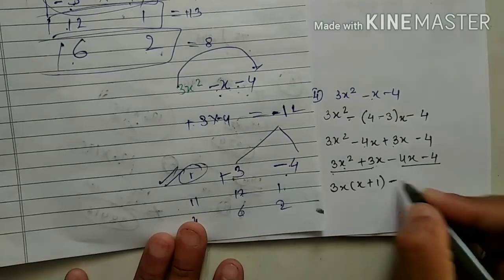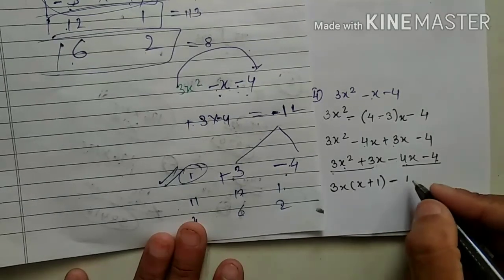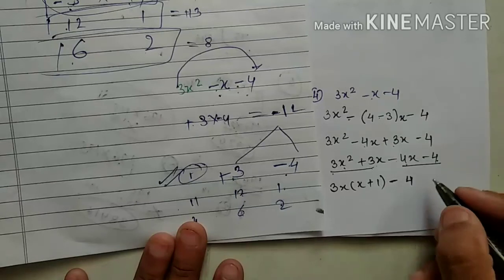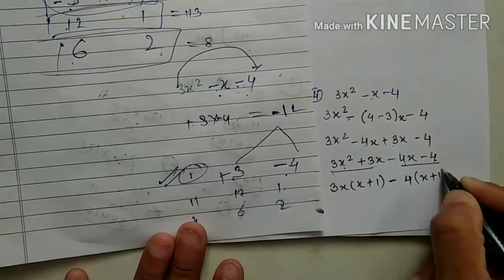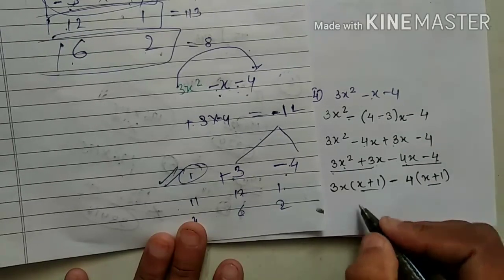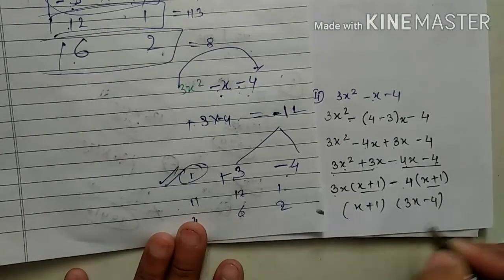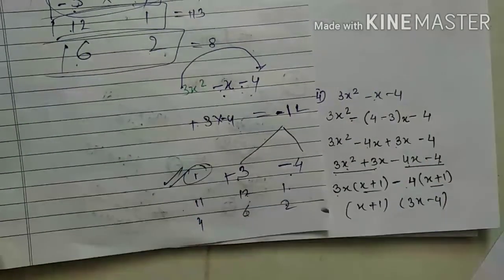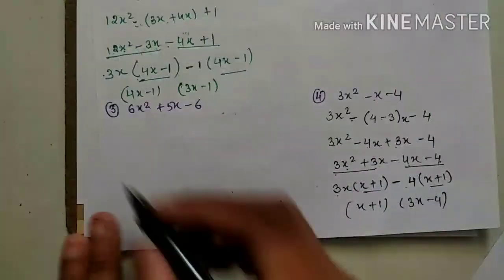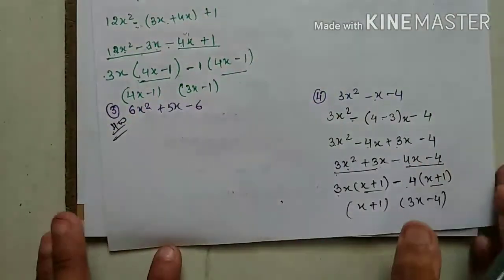I am taking minus as a common. Here is 1, here is 1. 4 I am taking as a common. So what remains? x plus 1. This bracket and this bracket are the same. Write it one time, this and this together, 3x minus 4. This is the factor of this question. Is it clear? These 2 questions you have to try by yourself. Homework. Try it. If you are not getting it, I will solve it.